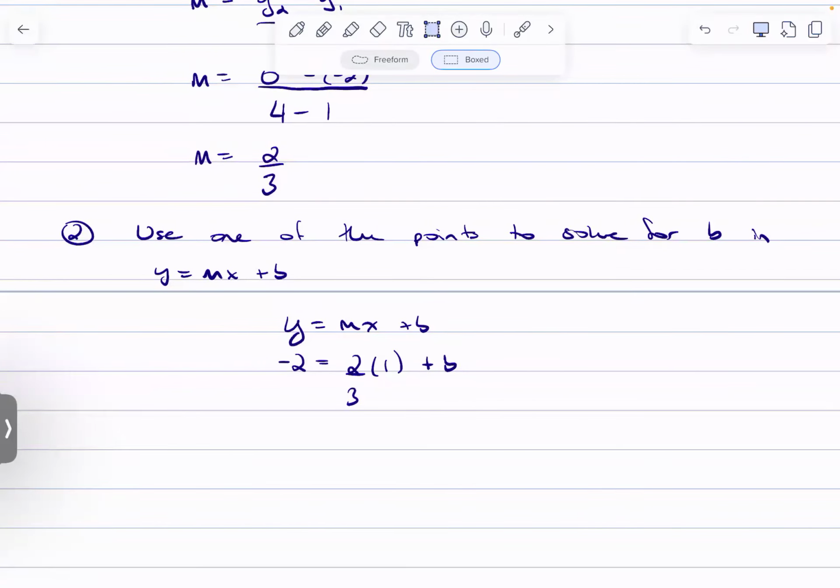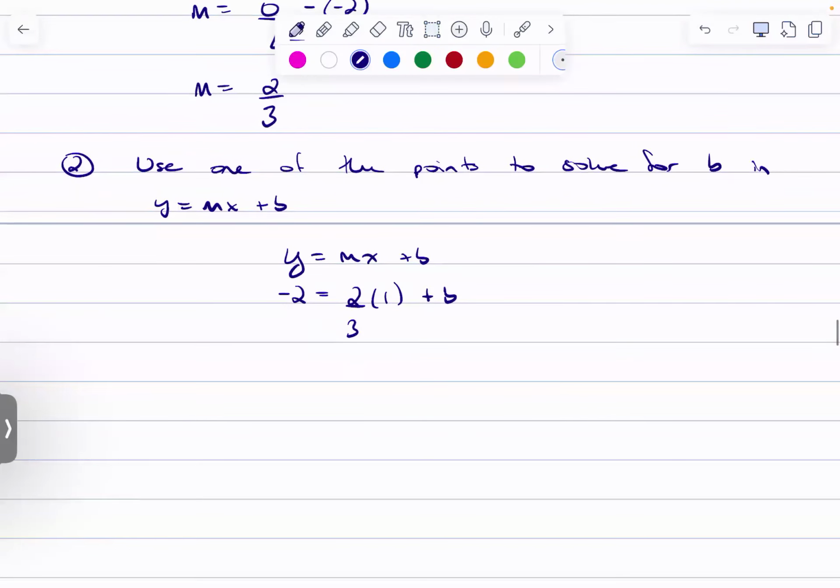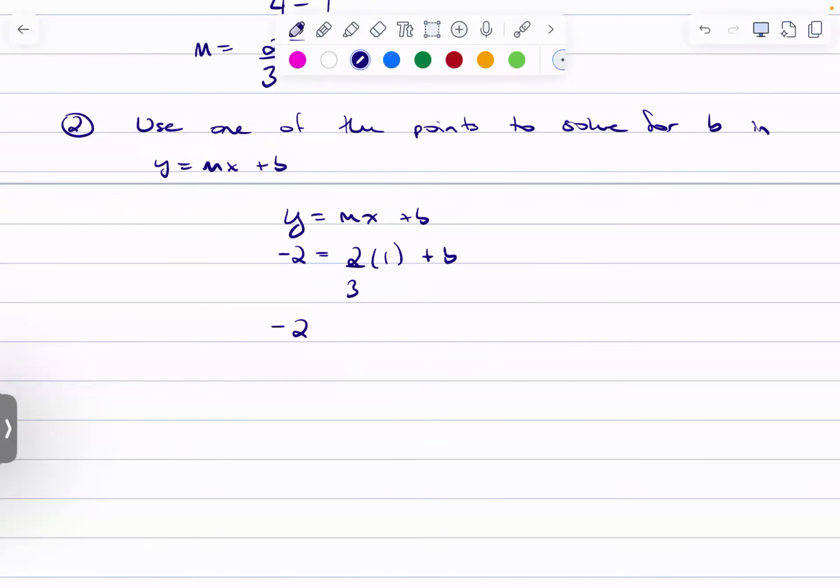Now it would have been really nice if maybe that divided by 3 canceled out or something. I don't see an easy option, and so that's okay. We'll just use the same trick potentially that we had before. Let's see here. -2 is equal to 2/3 plus b. Solving for b.